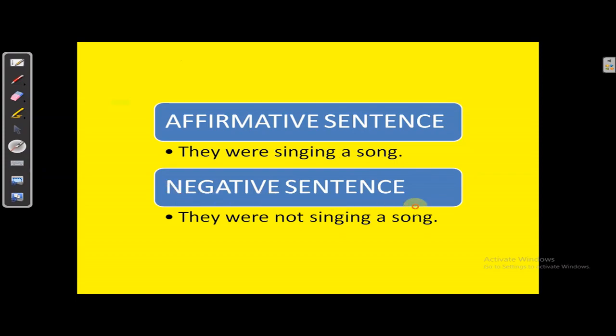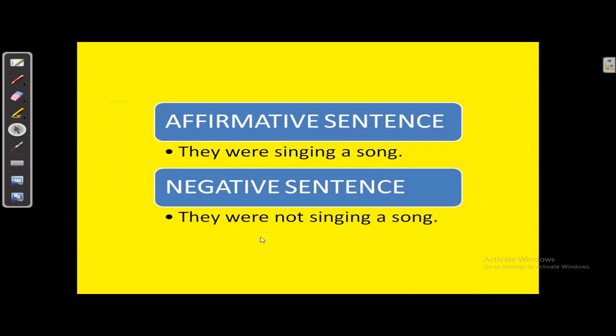Okay, then we have a negative sentence. How to form a negative sentence in the past continuous tense? They were not. This is the thing to be understood. This is the main thing that you need to remember forever: when we write the negative statement, the negation sign comes after the helping verb. Here the helping verb is were. That's why not is applied after were. You need to know this thing. Remember this thing. This is very, very important.